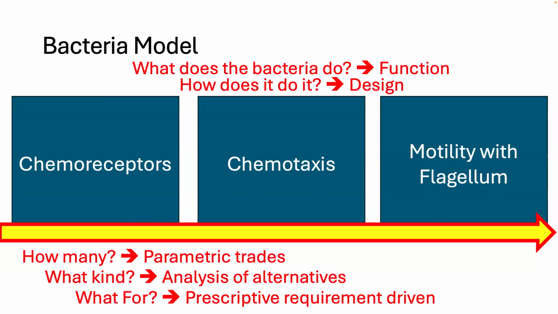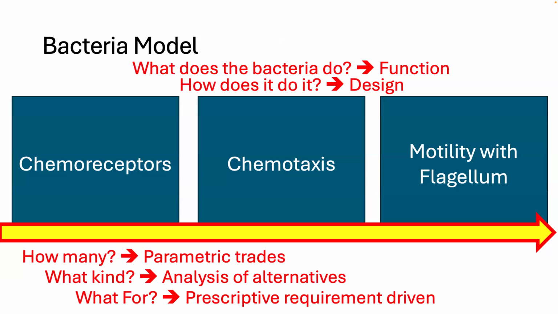And so when we start to go from the descriptive to the prescriptive and go to RE-OOSEM to look at things from more of an engineering point of view: what does a bacterium do that helps us get insight into its function? How does it do it? This shows us the design. How many? That gets into parametric traits.